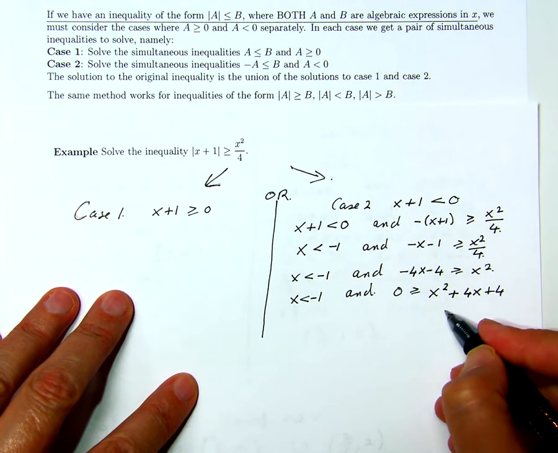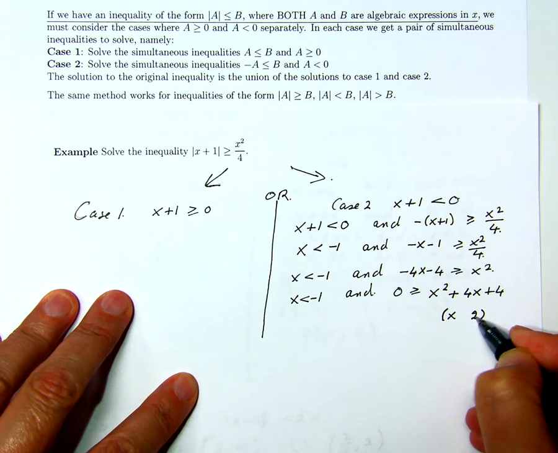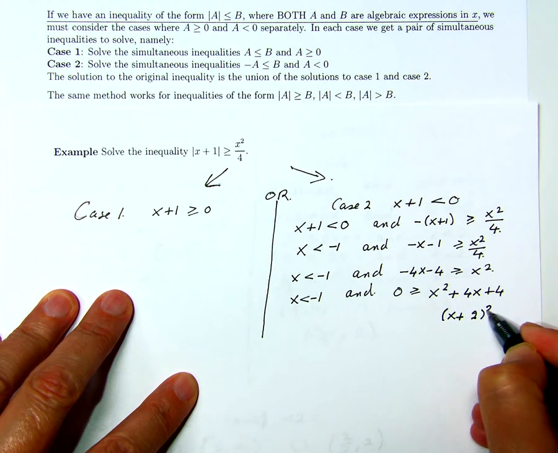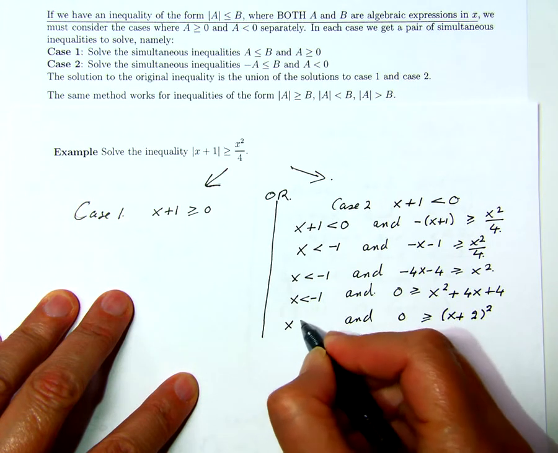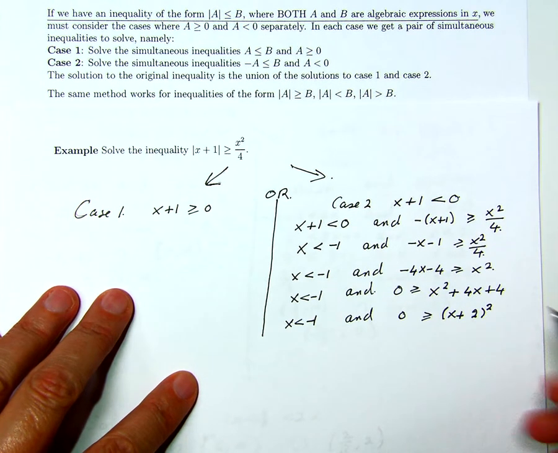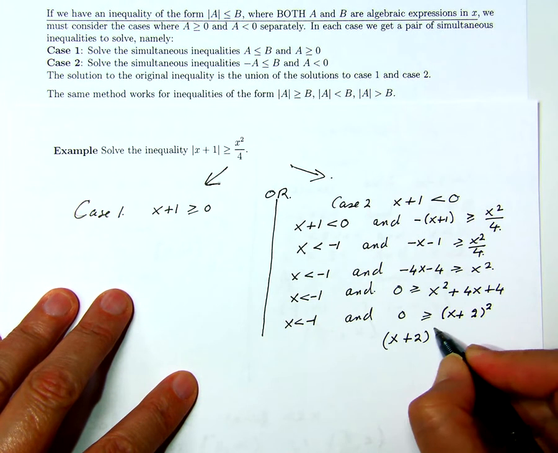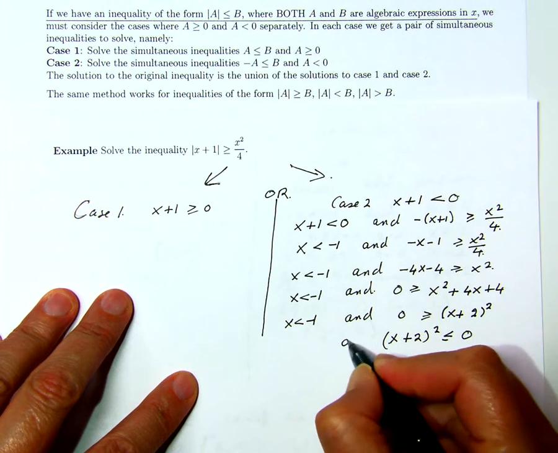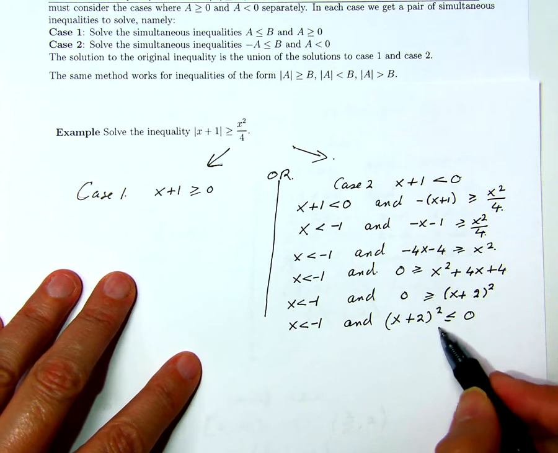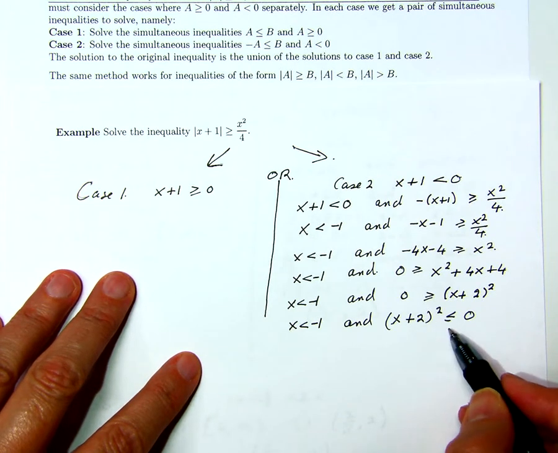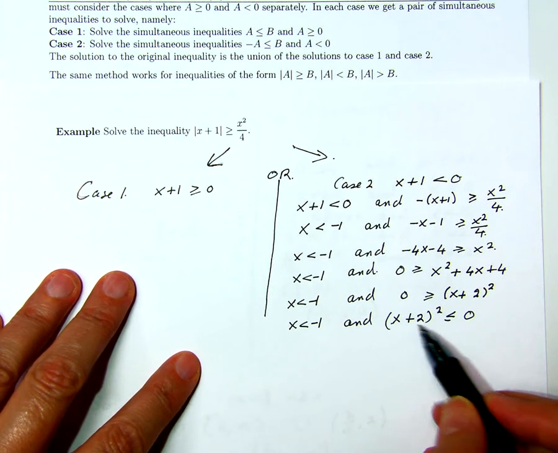Now notice that this thing factors very easily, and both factors are equal to 2. So this is x plus 2 squared less than or equal to 0, and x less than minus 1. In case this is confusing, I'm going to write it this way: x plus 2 squared less than or equal to 0, and x less than minus 1. Now, a square is never less than 0, so the only possible solutions here are the x values for which this is equal to 0.